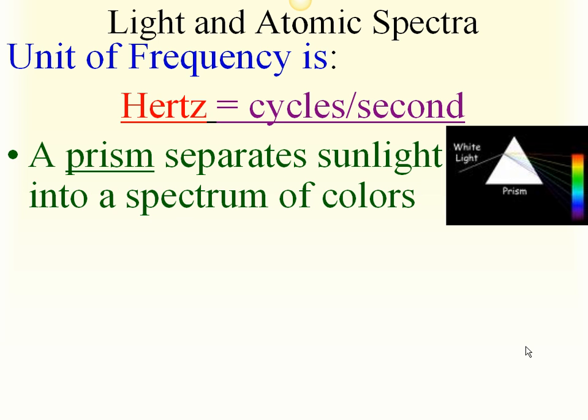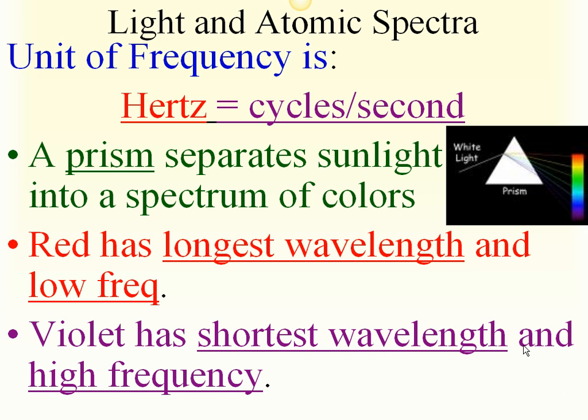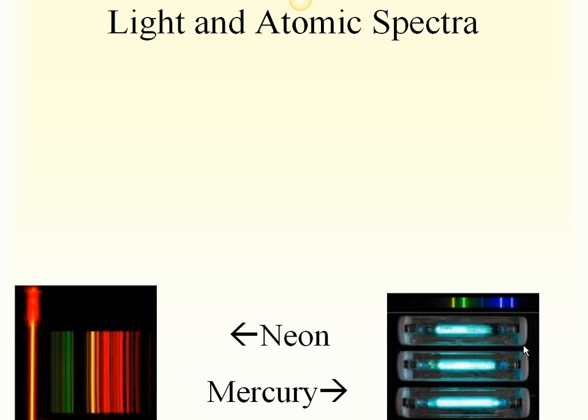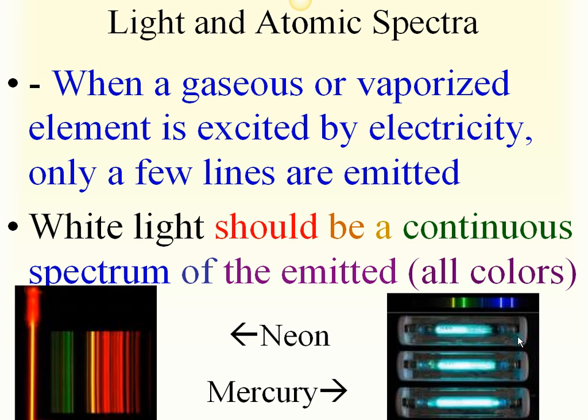A prism separates sunlight into a spectrum of colors. Red has the longest wavelength and the lowest frequency. Violet has the shortest wavelength but the highest frequency. When a gaseous or vaporized element is excited by electricity, only a few lines are emitted. White light should be a continuous spectrum of emitted or all colors.